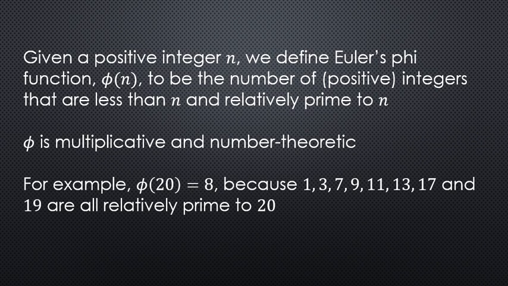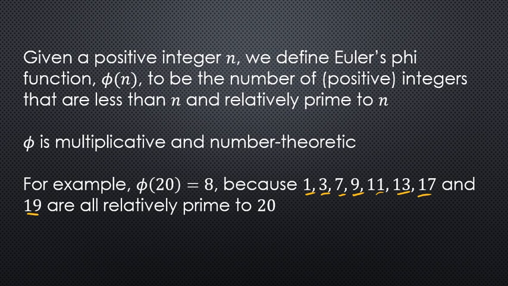And here's a really nice small value of n that we can use to showcase. For example, phi of 20 is equal to 8 because the following numbers are all less than 20 and relatively prime to it: 1, 3, 7, 9, 11, 13, 17, and 19. All of those numbers are less than 20, and they don't have any factors in common with 20. So we count the number of these: 1, 2, 3, 4, 5, 6, 7, 8, and that's why we say phi of 20 is 8.